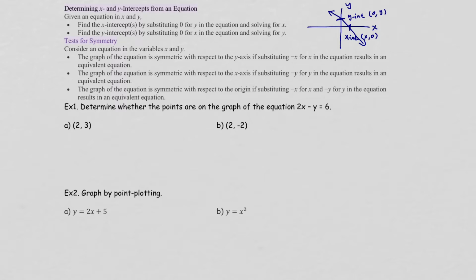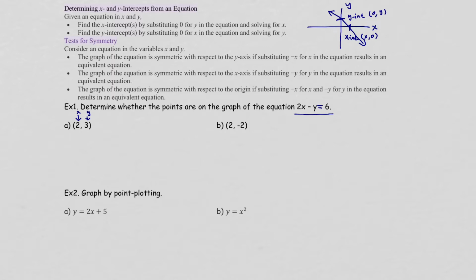Example 1 is asking to see if we can determine whether the points are on the graph of the given equations. What that means is they want to see if you replace x with 2, you will get the y value 3. Or if you replace x and y with 2 and 3, it will satisfy these equations. That's what they want you to check.